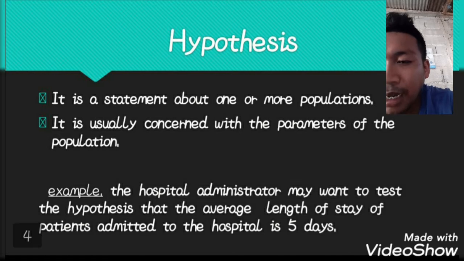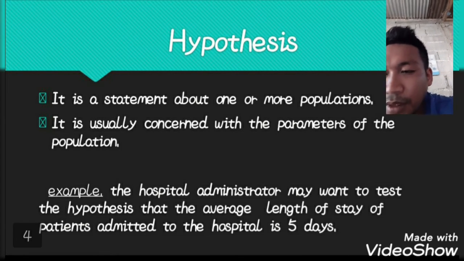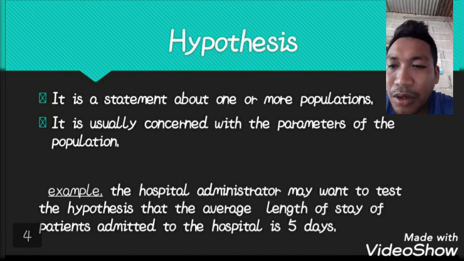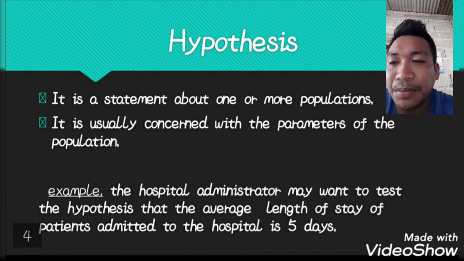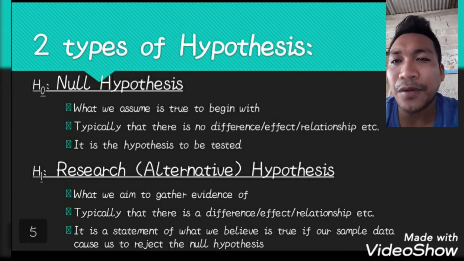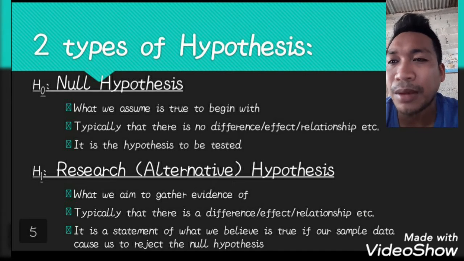Example, the hospital administrator may want to test the hypothesis that the average length of stay of patients admitted to the hospital is 5 days. With the example we had, it does not only aim to answer a question with a subjective point of view, but rather an objective one. Doing a hypothesis statistical testing, it does not only involve a single hypothesis. It actually involves two types of them. There are the null hypothesis and the research or alternative hypothesis.